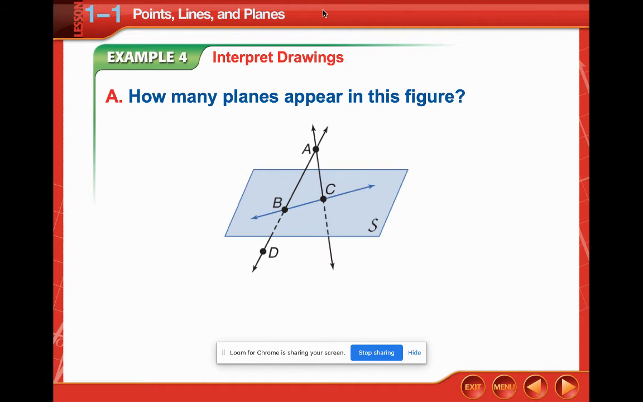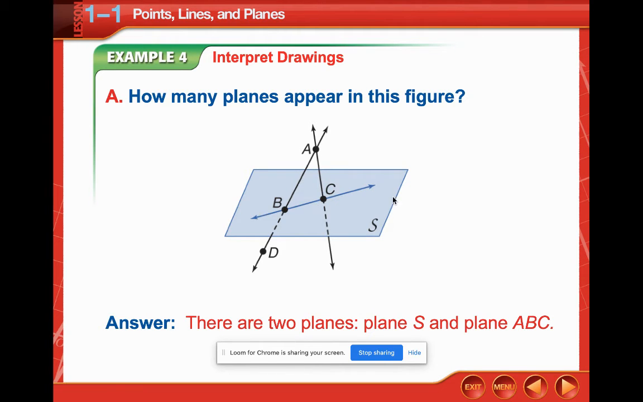Whenever you see these dashes right here, it's kind of saying that it cuts through that. So like AC and ABD is cutting through the plane. BC is on the plane. So this one's a little bit tough. This one's actually two planes. There's plane S right here, and there's plane ABC, which is a plane that these are all on.